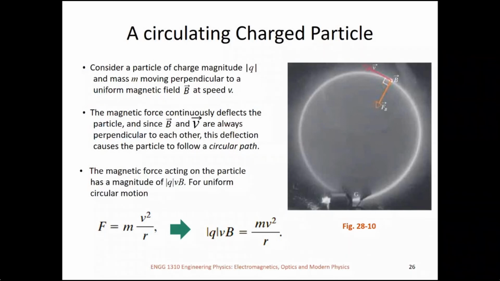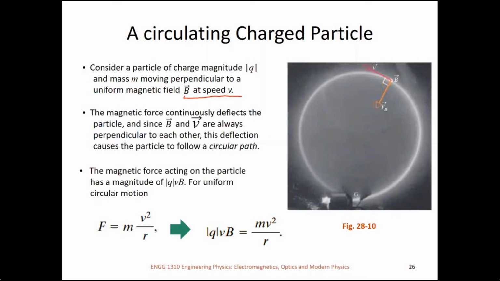We can consider a particle of charge magnitude Q and mass M moving perpendicularly to the uniform magnetic field B at a speed of v. We know the magnetic force is always perpendicular to B, and it is always perpendicular to the velocity v.